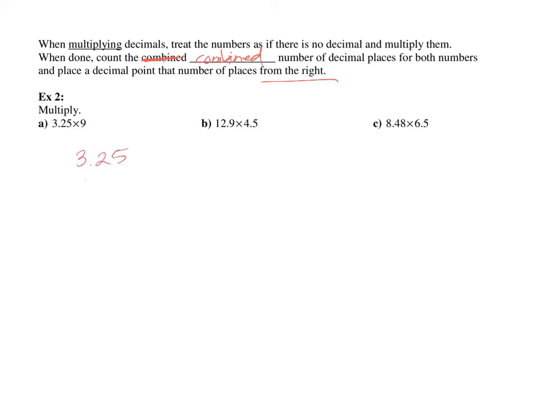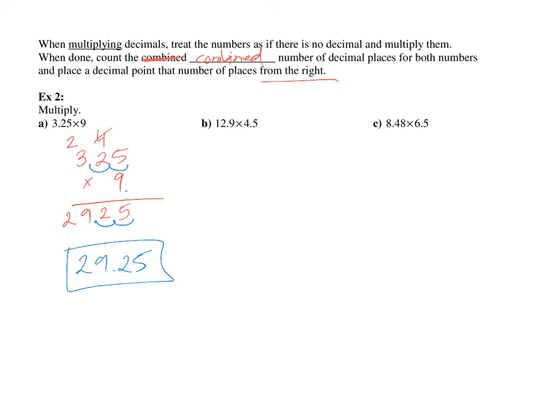3.25 times 9. Okay, we're not worrying about the decimal place at all at this point. 5 times 9 is 45. Here we have 4. 2 times 9, 18. Plus 4 is 22. Here the 2. 3 times 9 is 27. Plus 2 is 29. All right, so we're done with this now. So now I go to my numbers. I have 2 decimal places here, counting to the right. I have 0 here, so I have 2 altogether. So I go back to my end result, and I start from the right, and I go over 2 times. So the answer is 29.25.